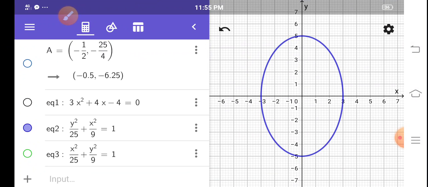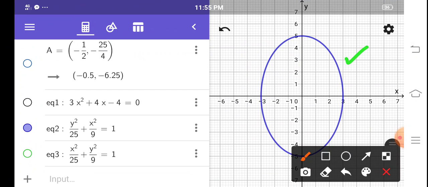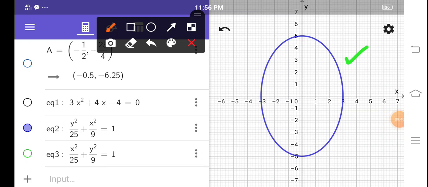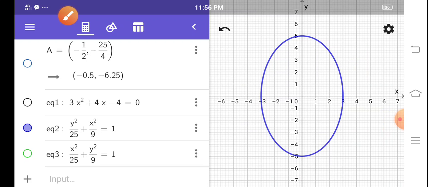Now, if you are going to look at the graph of the two equations, if it is vertically oriented, the graph is this one. Again, if it is horizontally oriented, the color is green, and if it is vertically oriented, the color is somewhat lavender or blue.